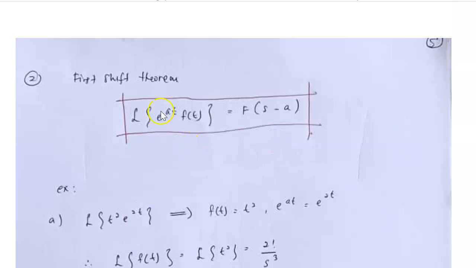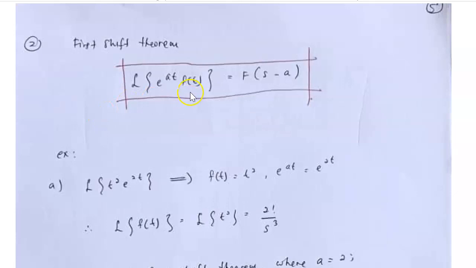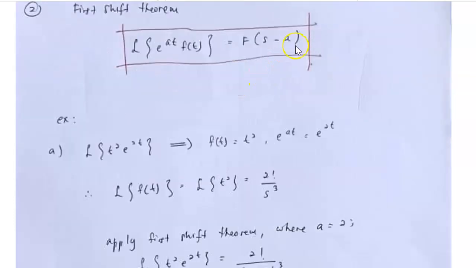Okay, and then the second property is the first shift theorem, which is Laplace of e to the power of at times f(t) will be equal to F(s minus a). It means whatever f(t) you are finding, its F(s). Then when there is a function e to the power of at here, the s on the right-hand side automatically has to be subtracted by this a: F(s minus a).